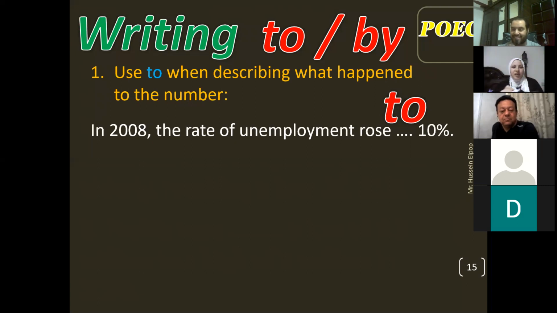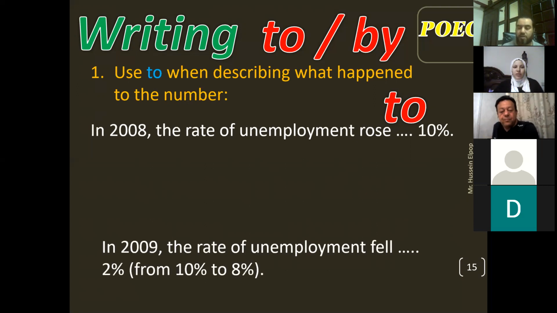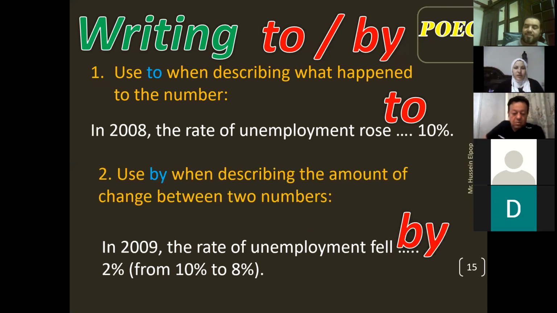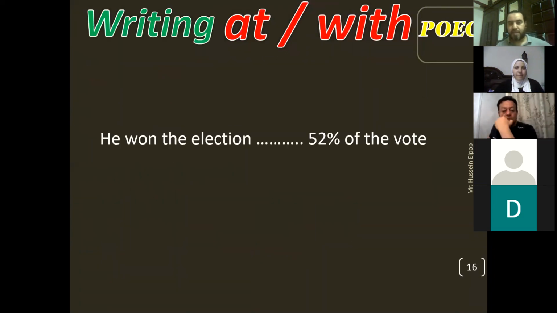I think that I can use both, and each time I'll give a different meaning. I mean, if I say rose to 10%, now I'm describing what happened to the number itself. If I said by 10, I'm saying how much the amount of rise was. In 2009, by 2%, by, because from 10% to 8. So here, as Shaima said, Shaima got the idea from when we said that the answer is to. She said, if I use to, I mean something. If I use by, I mean a different thing. Have you got this point, my friends? Great. Now use at or with.